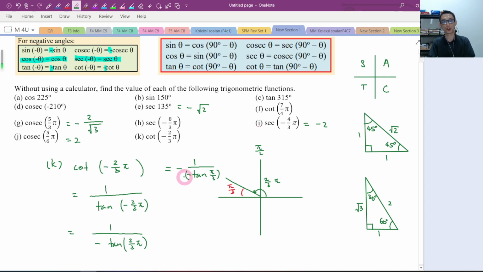Let me put a parenthesis here so that you won't confuse these two negative signs. This negative sign we copy from here. This negative sign is from the ASTC part, because this is tangent, but in the second quadrant, sine positive, tangent will be negative. Therefore, we add a negative over here. Negative, negative eventually become positive. So now we are left with 1 over tangent pi over 3. So pi over 3 is equal to 60 degrees. So look at this one, TOA, over 1. So you don't have to write 1. So the final answer is 1 over square root of 3.